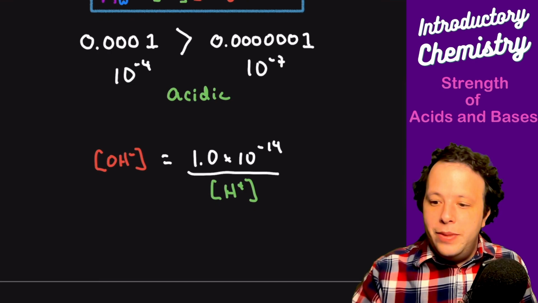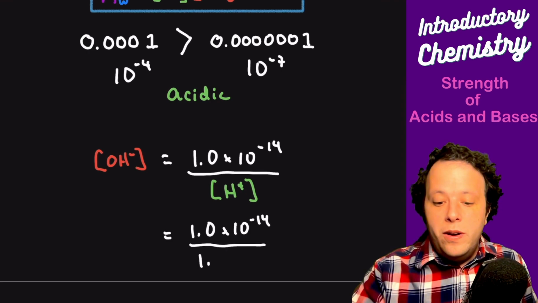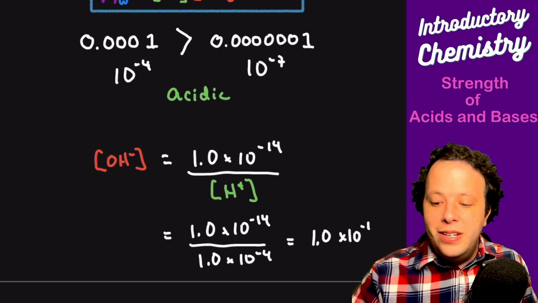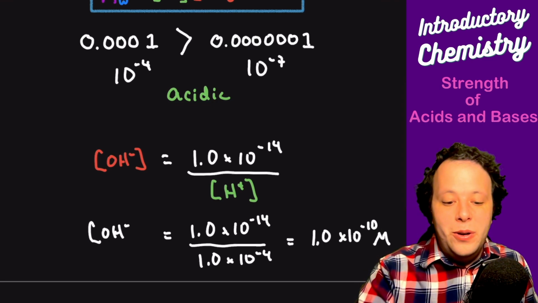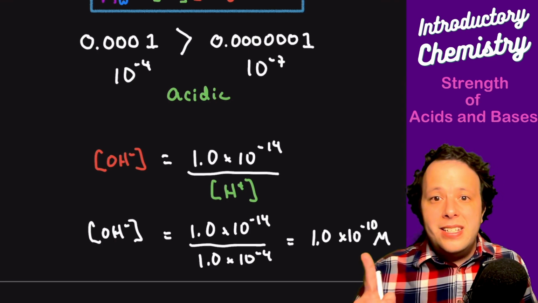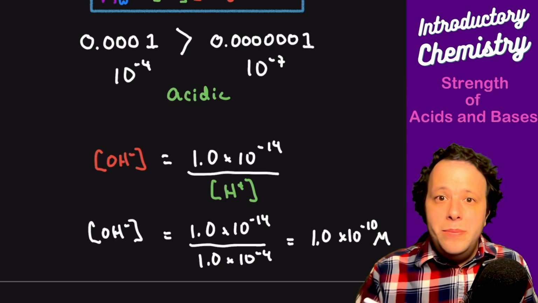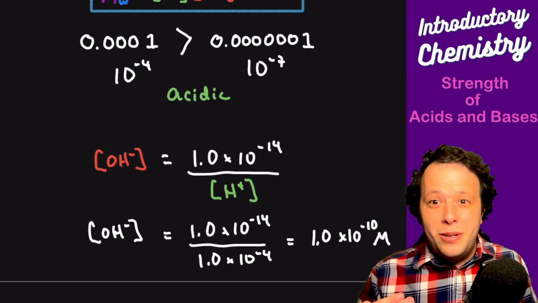What would we get? So as a result, we would have 1.0 times 10 to the negative 14 divided by 1.0 times 10 to the negative 4, and you'd quickly find out that that is going to be about 1.0 times 10 to the negative 10 molarity when it comes to the concentration of OH minus. So notice that it's a lot smaller of a value. It's 10 to the negative 10 power. So it should be an inverse relationship. And this is how you can try to solve this particular problem.